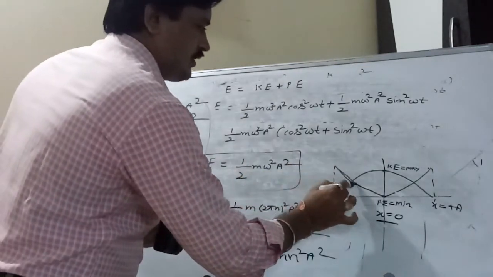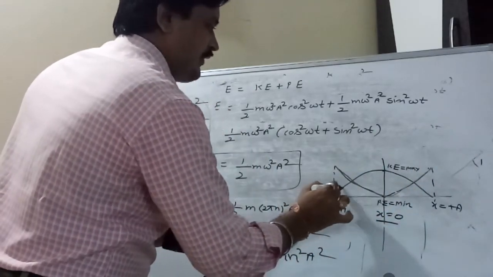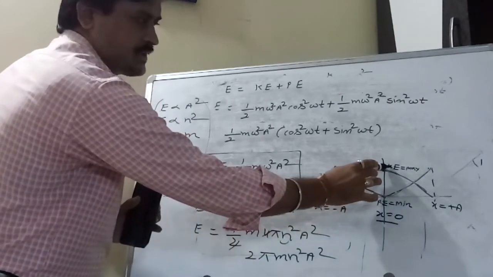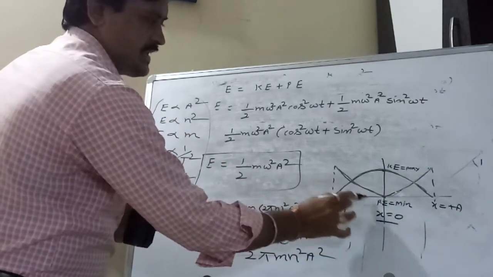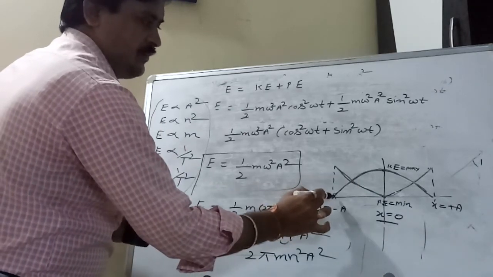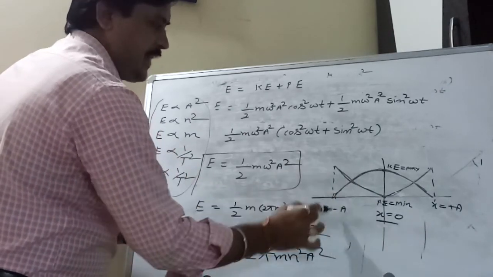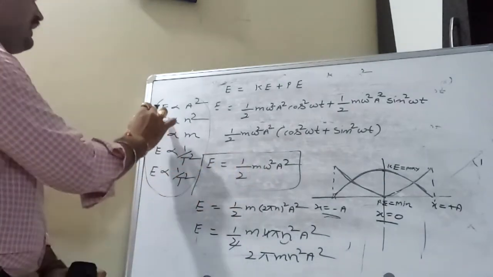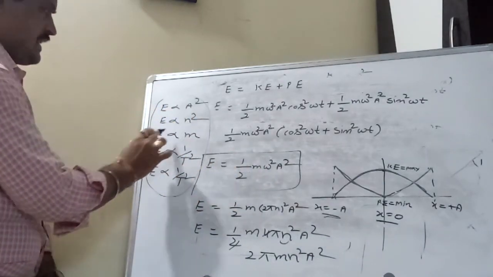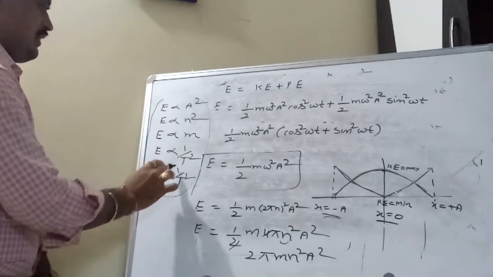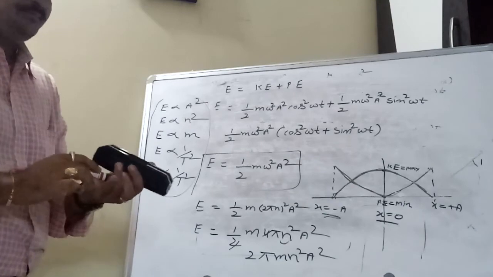So in this graph, potential energy and kinetic energy: at the mean position kinetic energy is maximum and potential energy is minimum. At the extreme position kinetic energy is minimum and potential energy is maximum. So total energy is equal to half m omega square a square. E is proportional to a square, E is proportional to n square, E is proportional to m, and E is proportional to 1 by T square. Okay. Thank you.